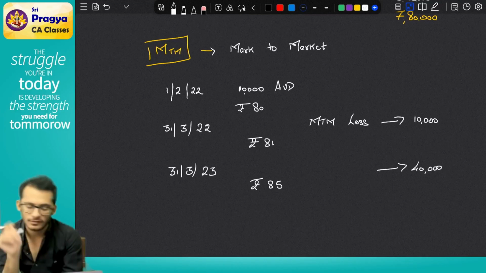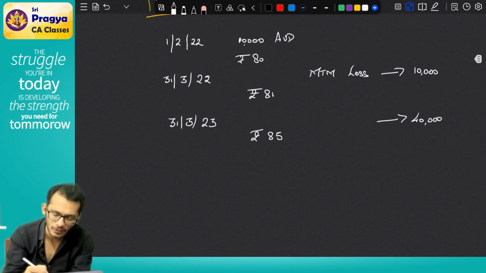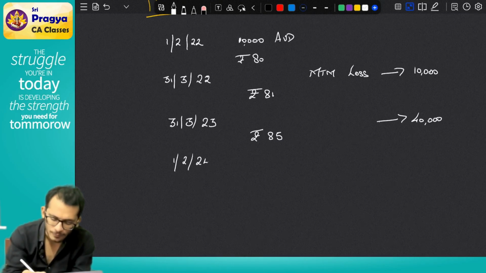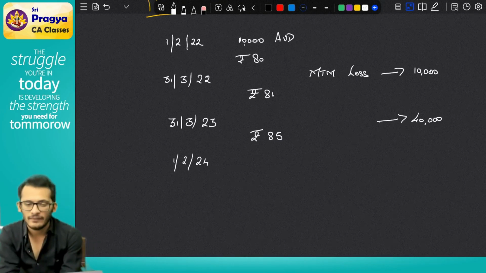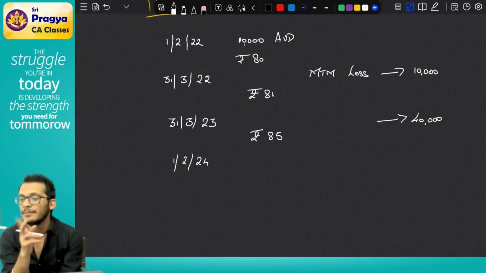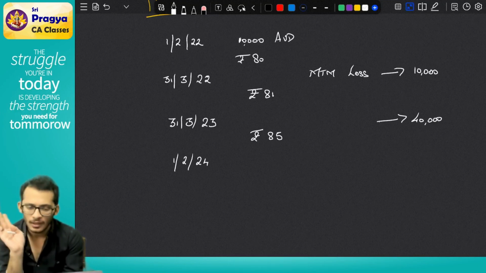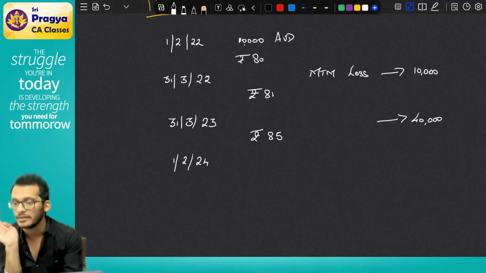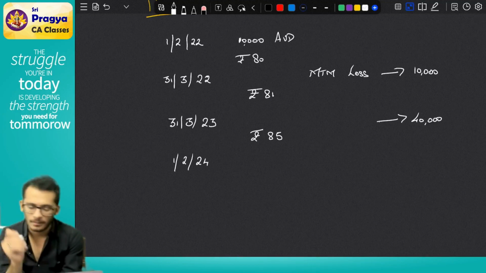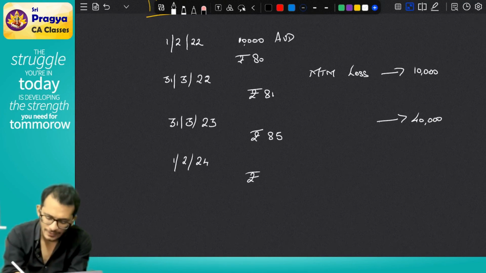Yes or no? Last, when are you going to make the payment? You are going to make the payment on 1st February 24. Is there any middle year closure? No, there is no middle year closure. So on 1st February, now you are going to make the payment. You are going to make the payment at 82 rupees.